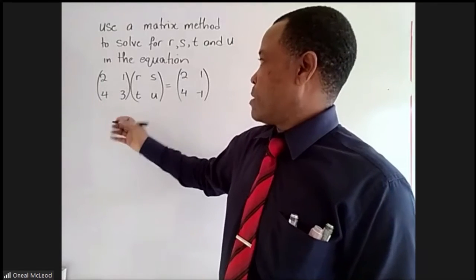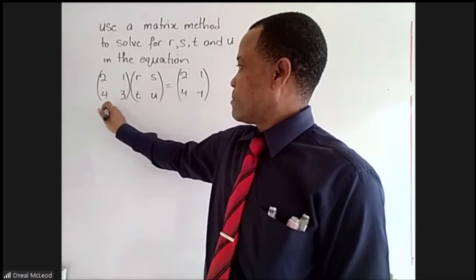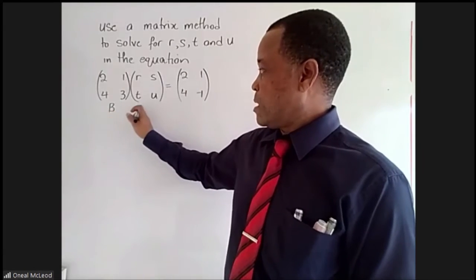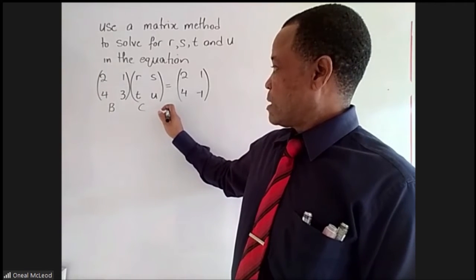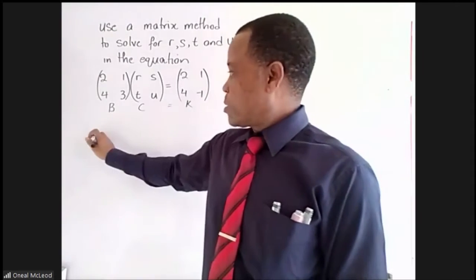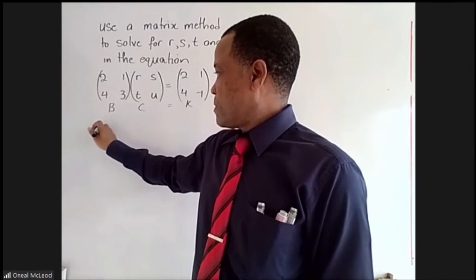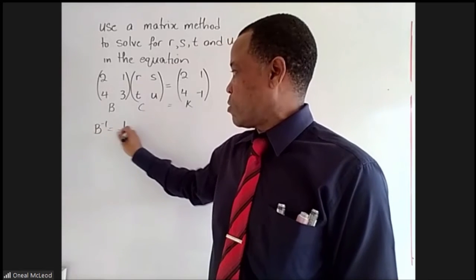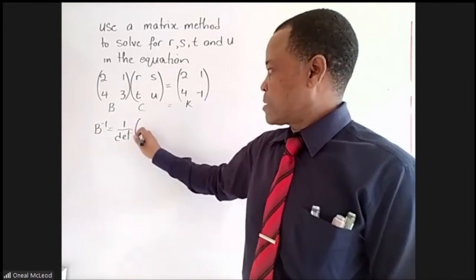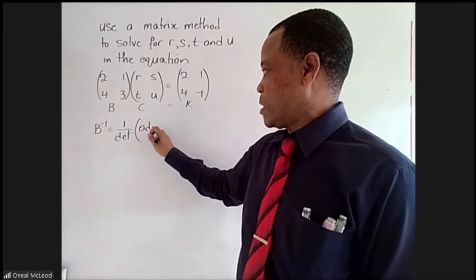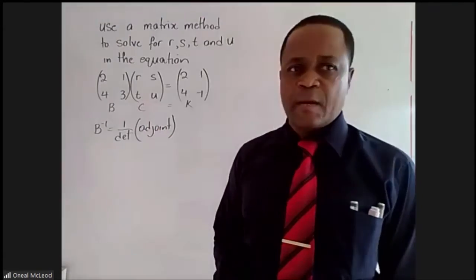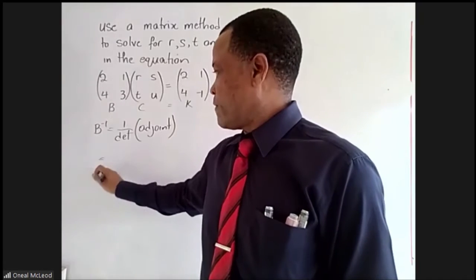So the inverse, could we call this matrix B? Have been working with C all along, A all along. So B, let's call this C, and let's call this K. So makes life easy for us. So we could say B inverse is equal to 1 over the determinant, agree, times our adjoint matrix. Good. So 1 over the determinant times the adjoint. So let's go find our inverse.